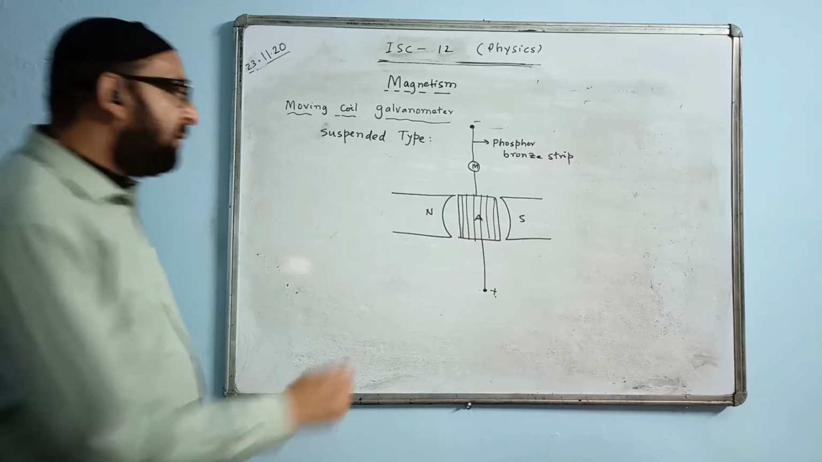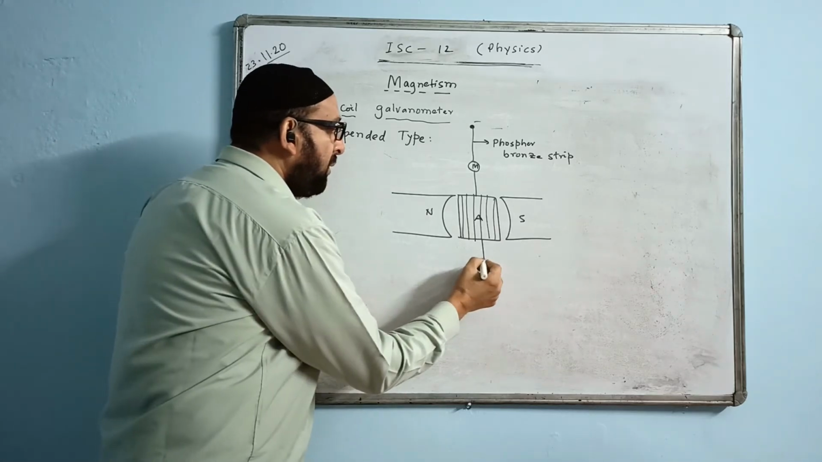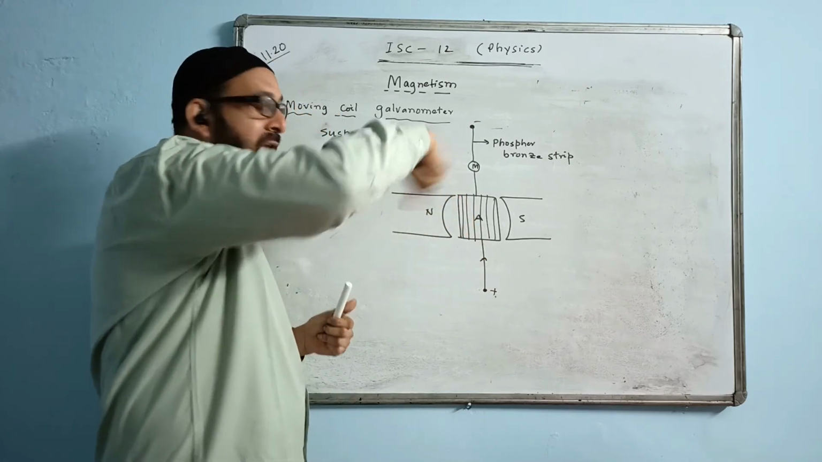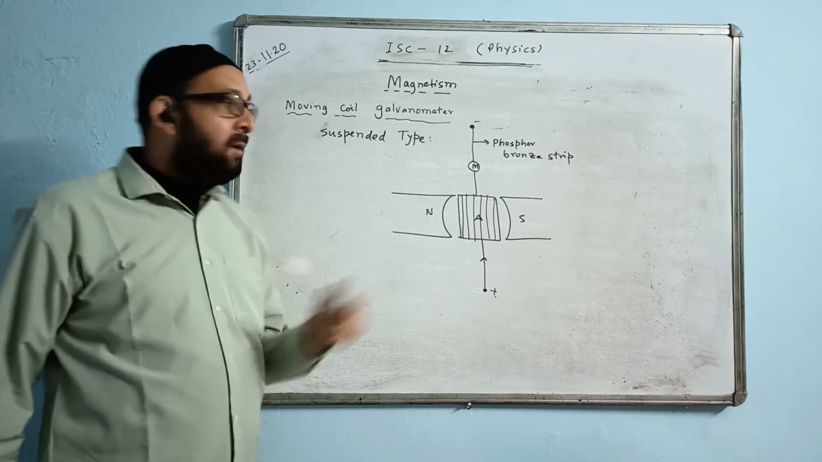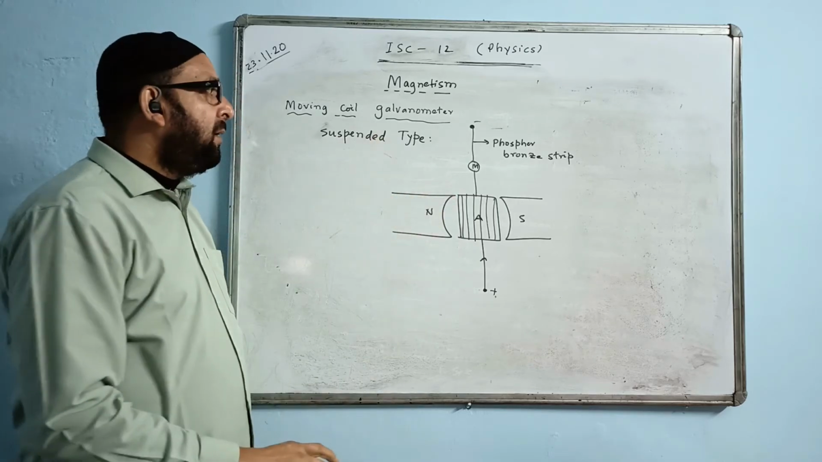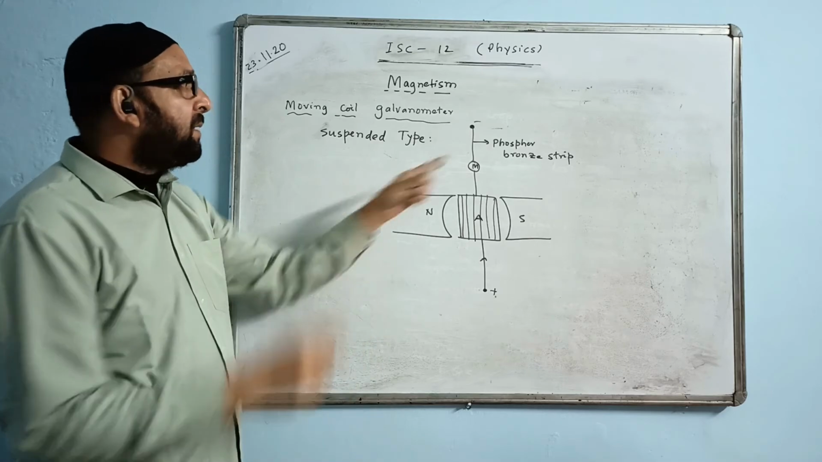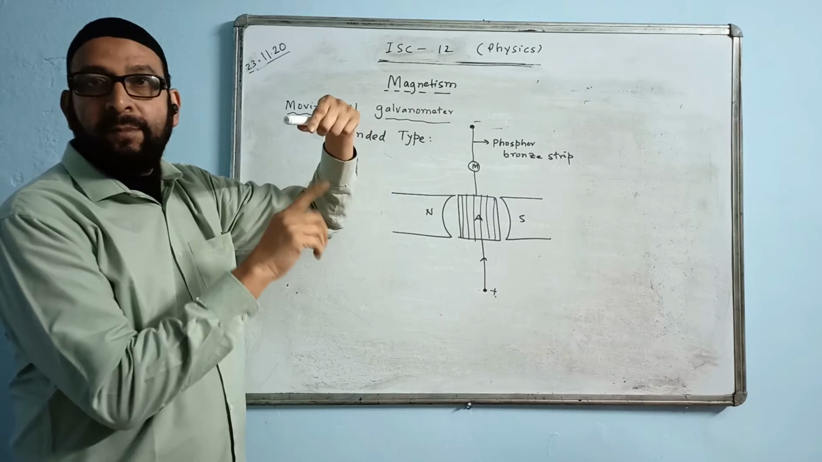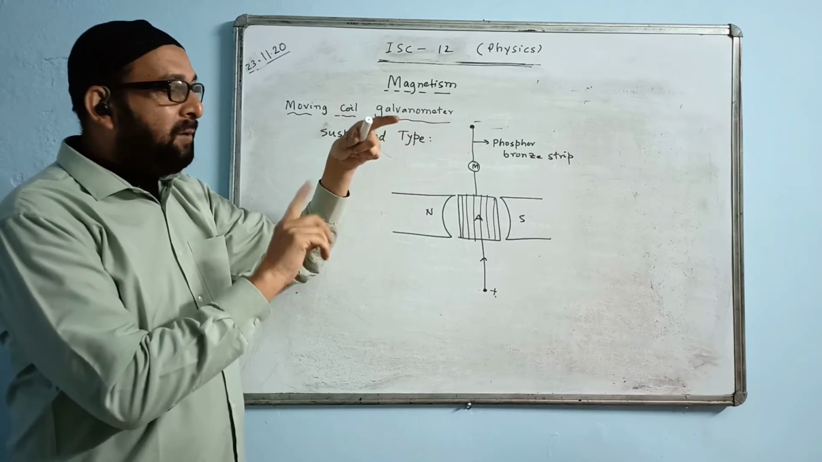We know that current will flow, so current is flowing like this. What will happen to it? There will be torque, there will be rotation in it. That means this will start turning like this, rotation will take place. And when the rotation is taking place, what will happen to the phosphor bronze strip? It will get twisted.